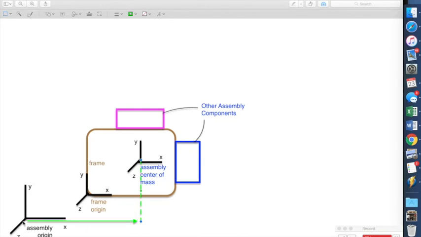So that's what we want to measure: from the assembly origin along the x-axis to where the center of mass point of the assembly is.